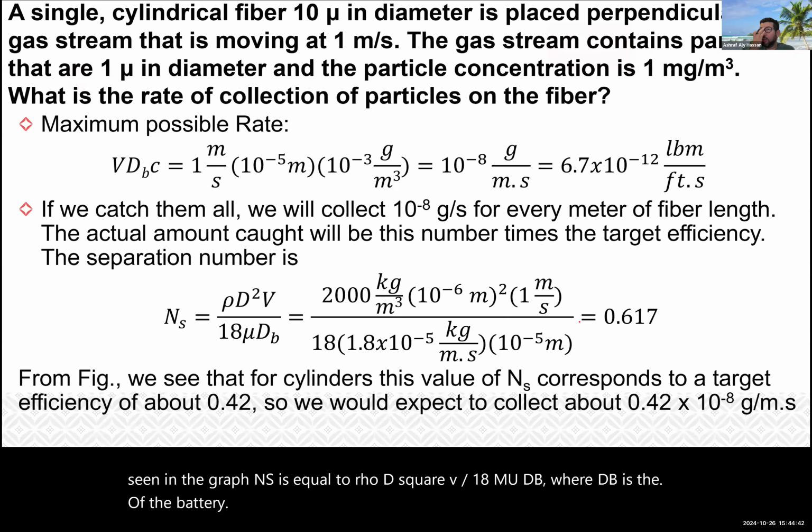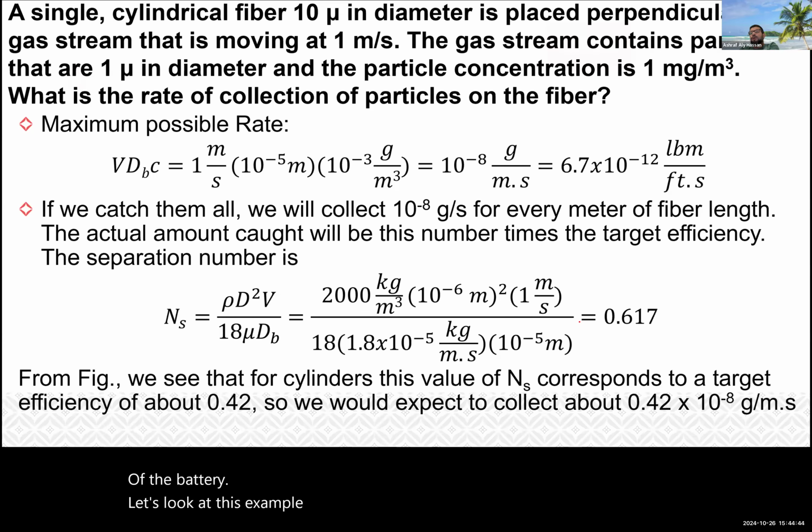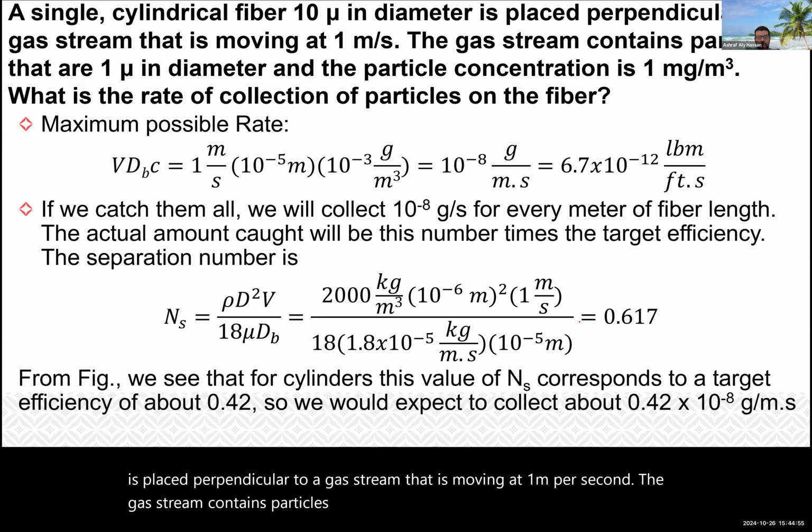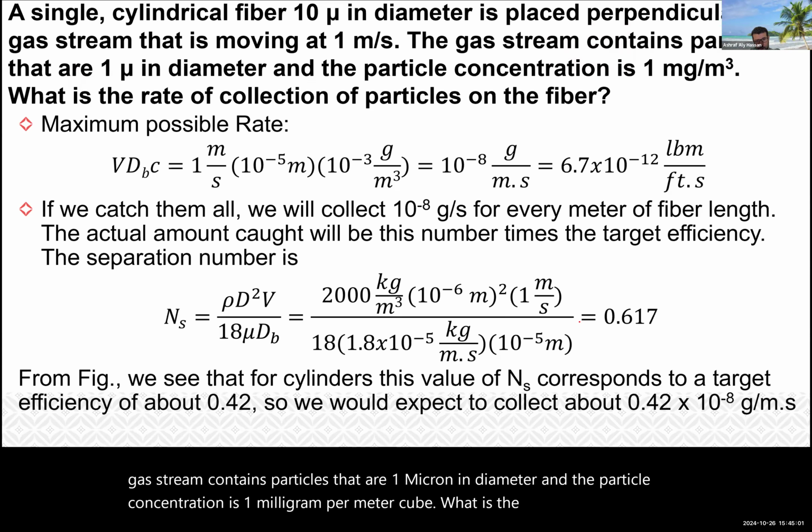Let's look at this example together. A single cylindrical fiber, 10 microns in diameter, is placed perpendicular to a gas stream that is moving at 1 meter per second. The gas stream contains particles that are 1 micron in diameter, and the particle concentration is 1 milligram per meter cubed. What is the rate of collection of particles on the fiber?